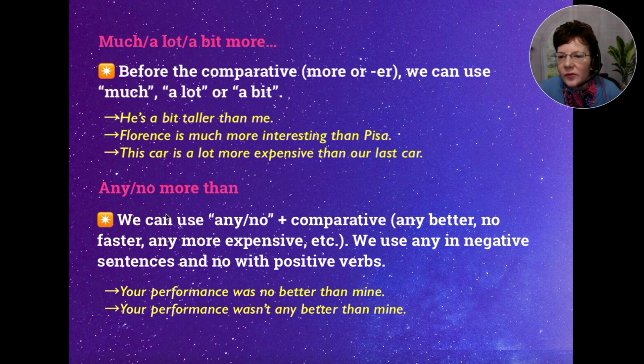So then we have any or no more than. Okay, so we can use any or no plus a comparative, like any better, no faster, any more expensive, etc. We use any in negative sentences and no with positive verbs. So, for example, your performance was no better than mine. Or we can say your performance wasn't any better than mine. All right.